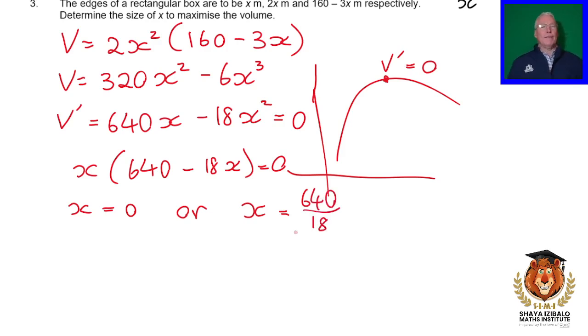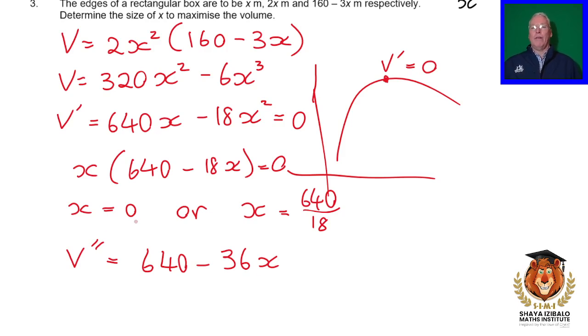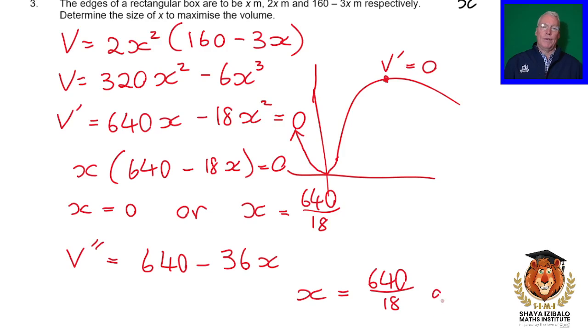Now, the question is which one's going to give us the maximum, and which one's going to give us the minimum? Remember that we can use the second derivative to check that. If we work out the derivative of the derivative, we get 640 minus 36x. Now if we put 0 in here, we get a positive value, 640, which means that the graph is concave up like a cup, and that's a minimum value. In fact, what this graph does is something like this. We can't have negative values, but it has a minimum there. If we put 640 over 18 in here, we get a negative answer, which means that the graph is concave down like a frown, which means that the maximum occurs at 640 over 18. So x equals 640 over 18 gives the maximum volume.